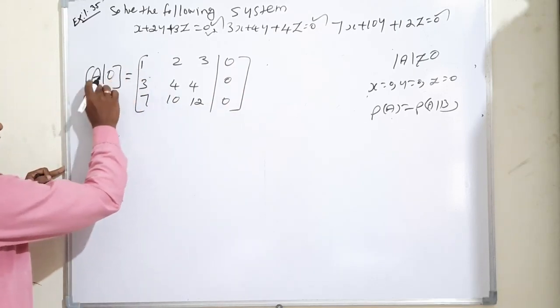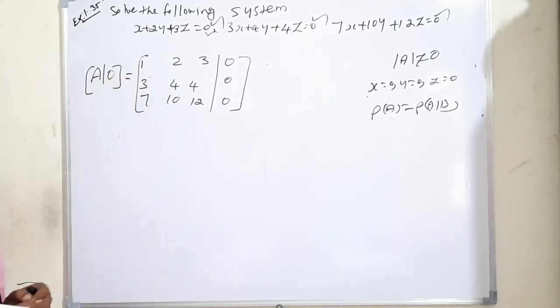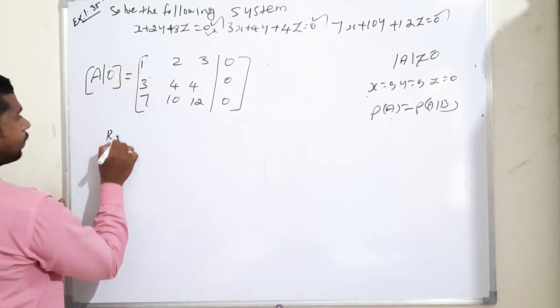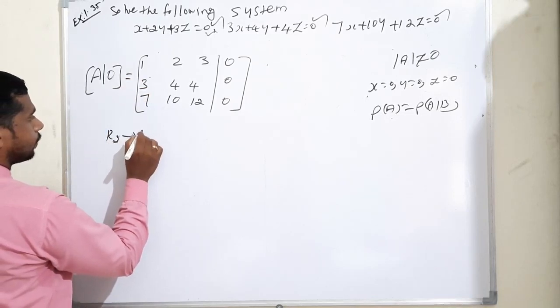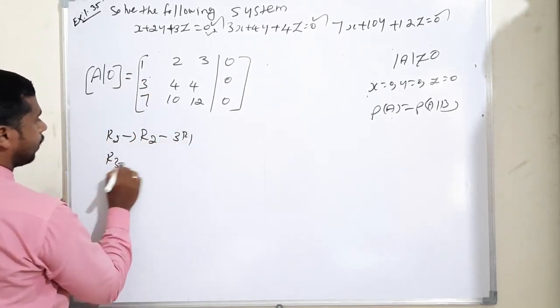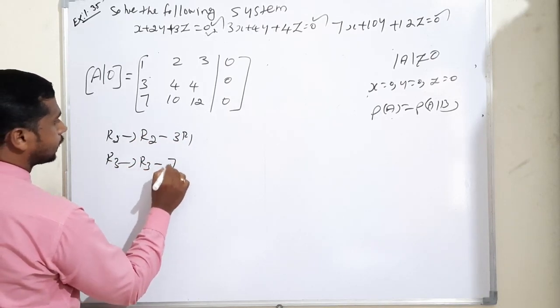So, for the augmented matrix we need to reduce to row echelon form. Row echelon form means that the starting non-zero digit in each row lies under the previous one. So, R2 becomes R2 minus 3 into R1. Again, R3 becomes R3 minus 7 into R1.